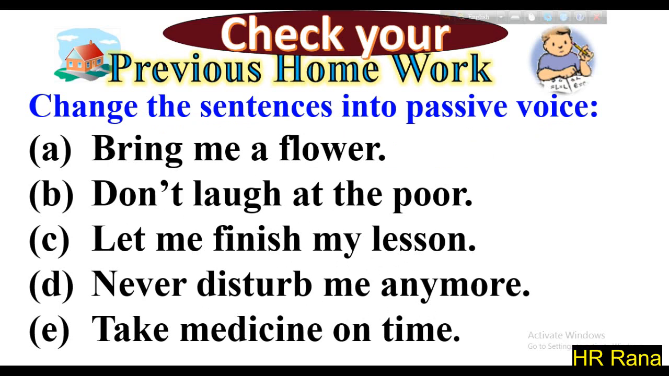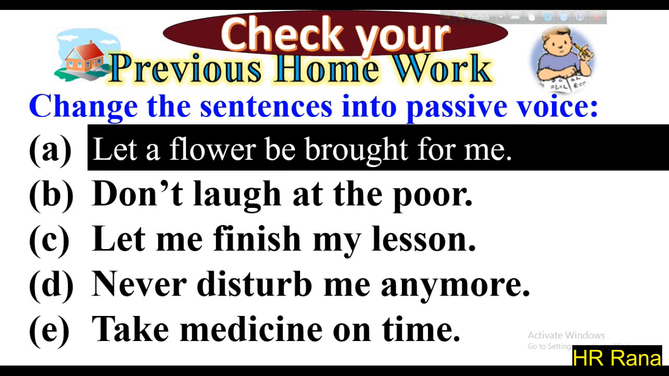Now check your previous homework. You have been given 5 sentences. First one, "Bring me a flower." It is an imperative sentence. Bring is the verb, and there are two objects: the personal pronoun "me" and another, "a flower." Okay, now check the voice. At first, "Let a flower be brought for me," right?